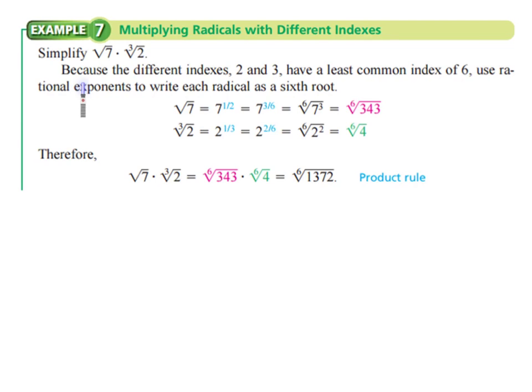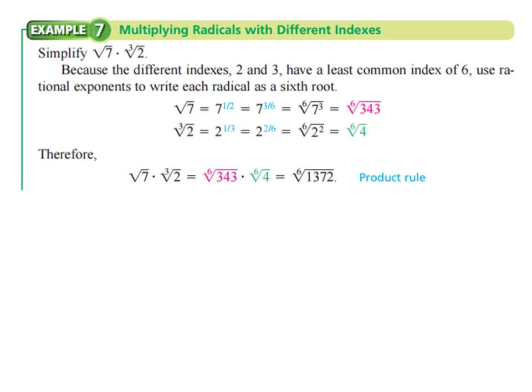And so what we look at doing is, because the indexes are 2 and 3, it's almost like having a common denominator. Their least common index would be 6. So we use rational exponents to write each radical as a 6th root. So here's the way that process would go. We're starting with a square root of 7, which is the same as 7 to the 1/2 power, which if we convert to 6th root would be 7 to the 3/6. And so that's the 6th root of 7 to the 3rd power, which ends up being the 6th root of 343 when we figure out 7 to the 3rd power.